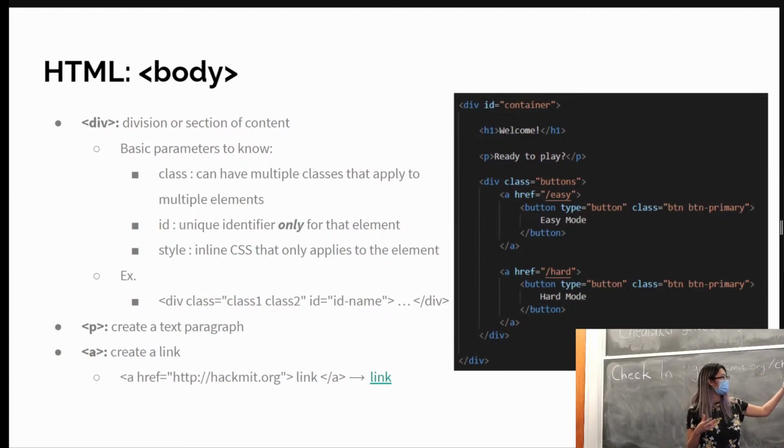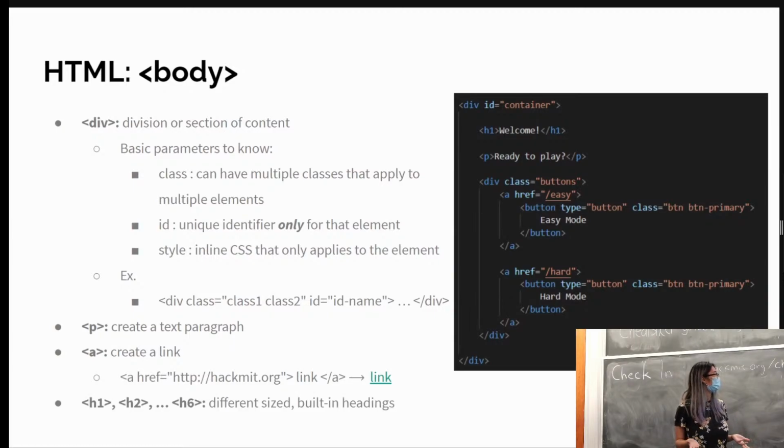So for instance, if I wanted to link to hackerlit.org, then it might look something like this, with the text between the tags being the link. And then if you actually clicked on that link, it would take you to hackerlit.org. Or in the sense of our screenshot, we have an a href equals /easy, which we want to later redirect to our website, to the website slash easy. So when you hit that button, easy mode, it'll redirect and link you to that page.